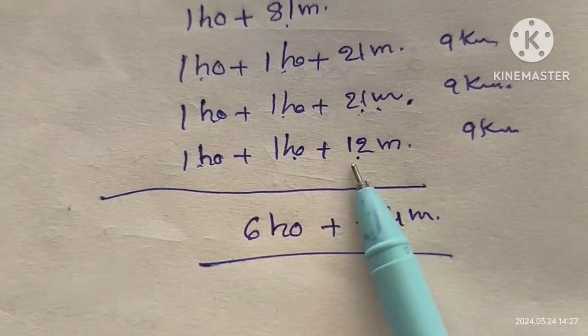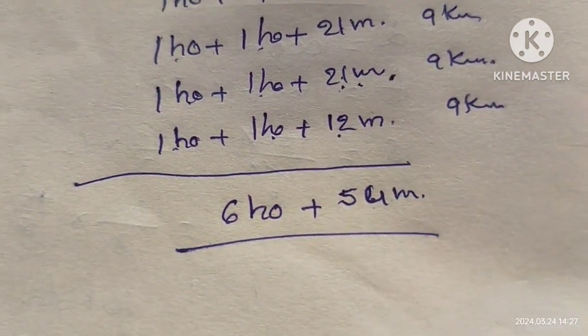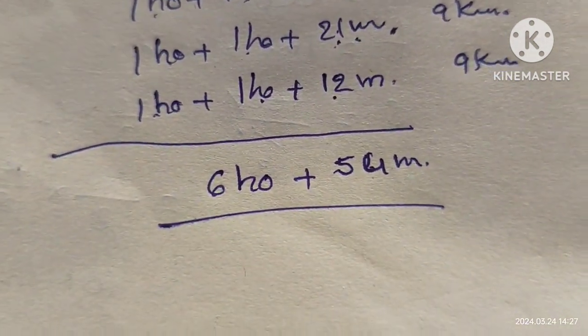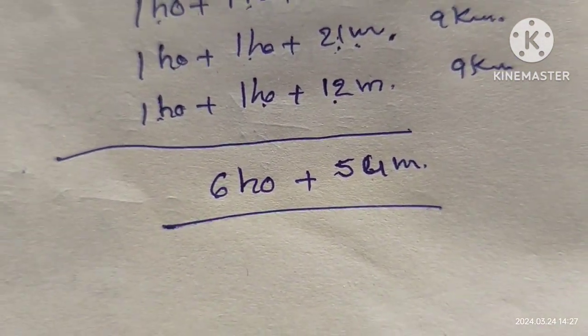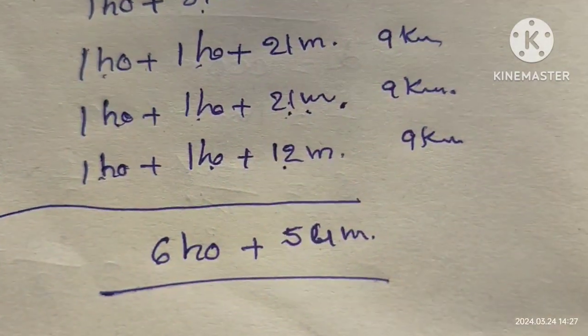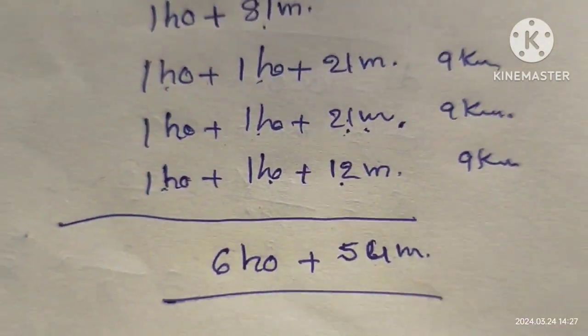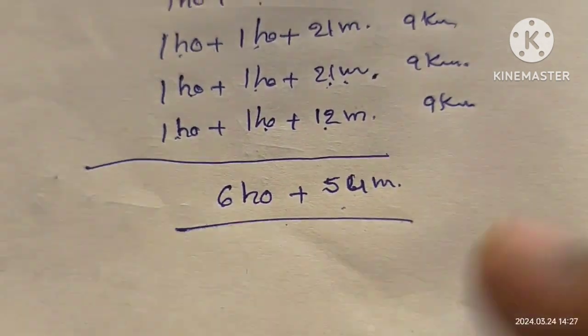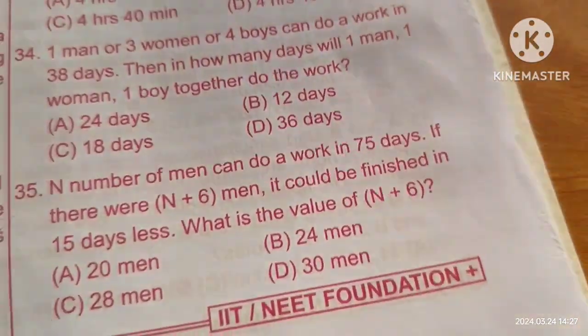Same way for the next 9 kilometers, but at last he is not taking rest, because after that the jogging is completed and he will go. So no need to take the rest. So the total timing is 6 hours 54 minutes. That's all. Next.